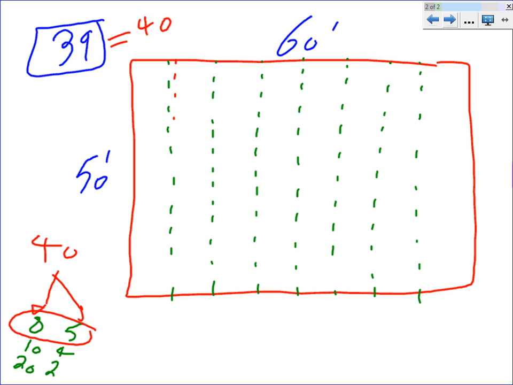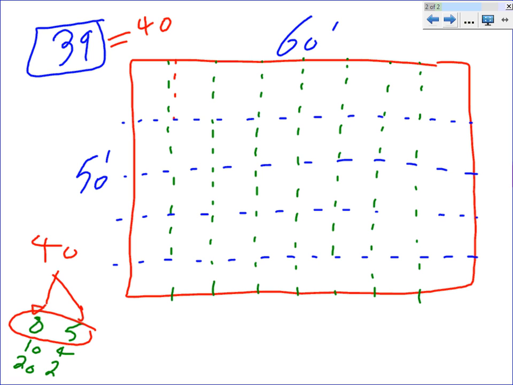The next is going to be my rows. What do you think my rows are going to be then? I have 5 rows. So here's my 5 rows. 1, 2, 3, and here's my 4 and 5. Right? There's 1, 2, 3, 4, 5 areas.